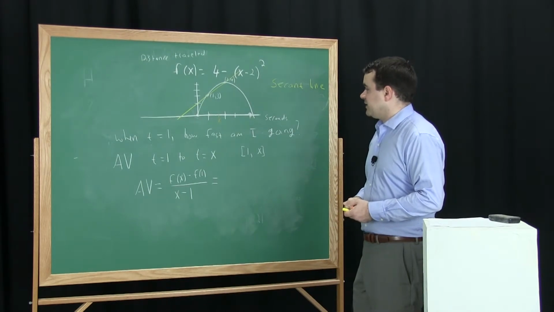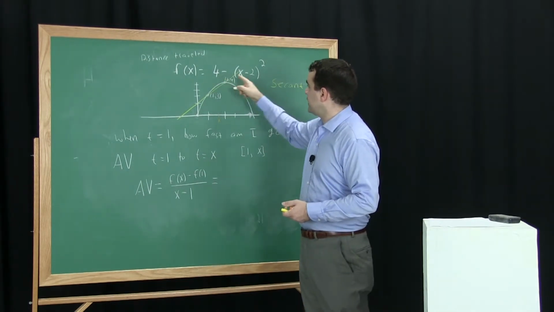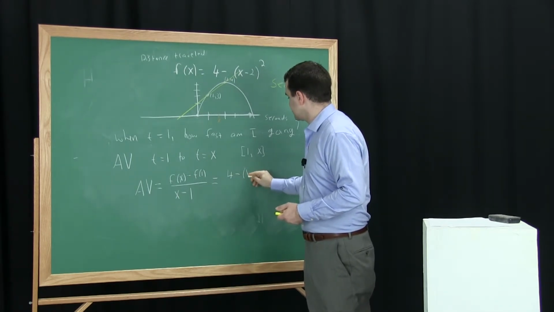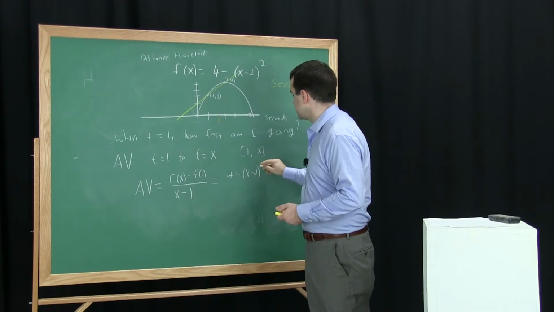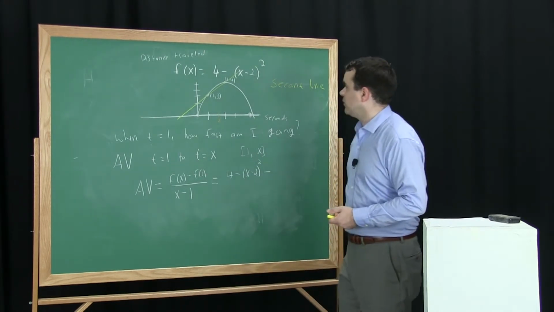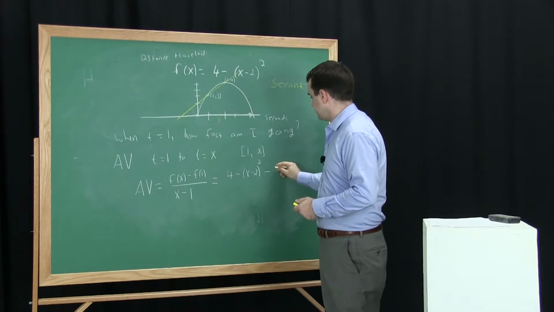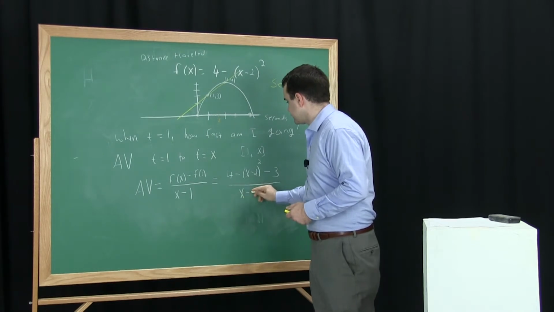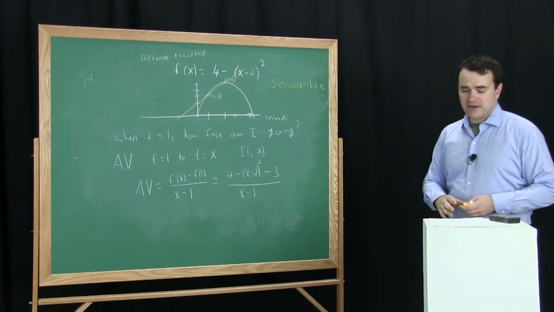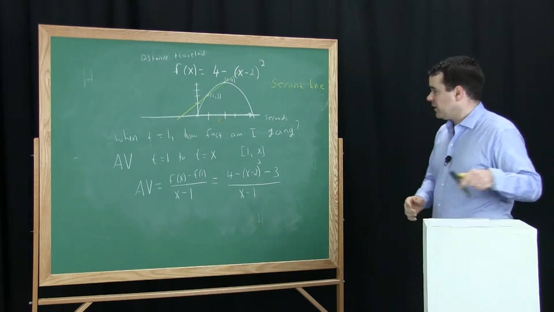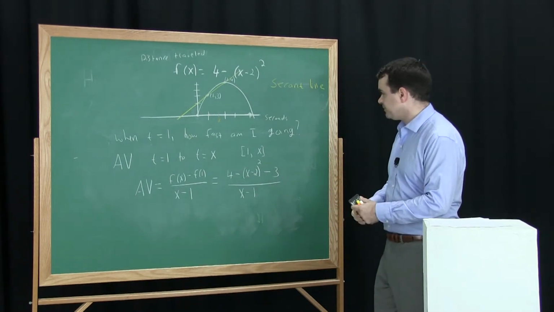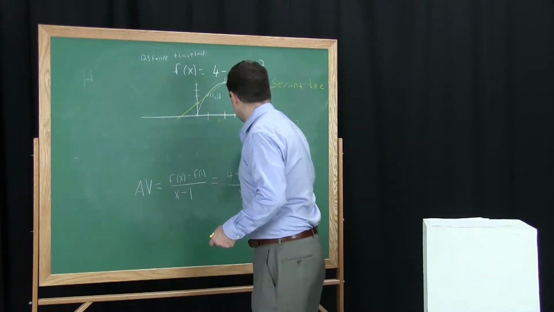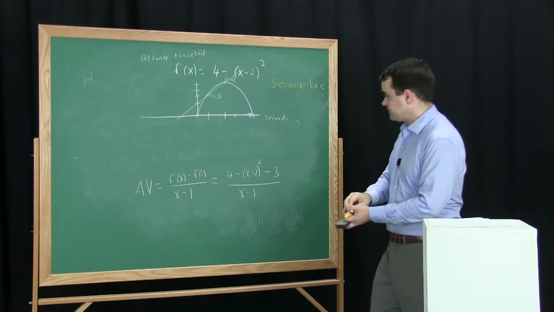So I plug that in, and when I plug in f of x, I'm going to get 4 minus x minus 2 squared minus f of 1, and I know that f of 1 is equal to 3. So I plugged that in before. Divided by x minus 1. And here we do have to do a little bit of algebra. So first, 4 minus 3 is equal to 1. And then x minus 2 squared, I can expand that out.